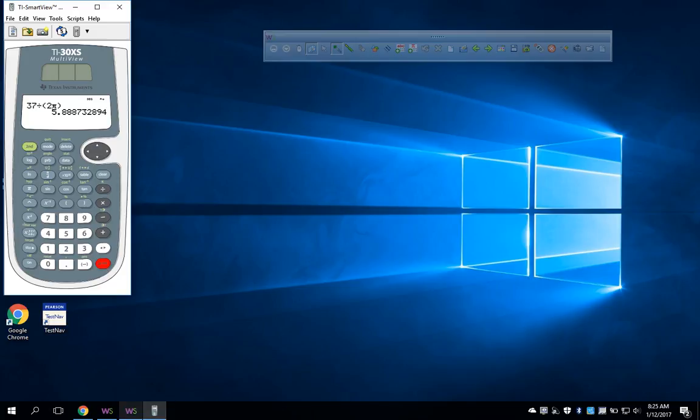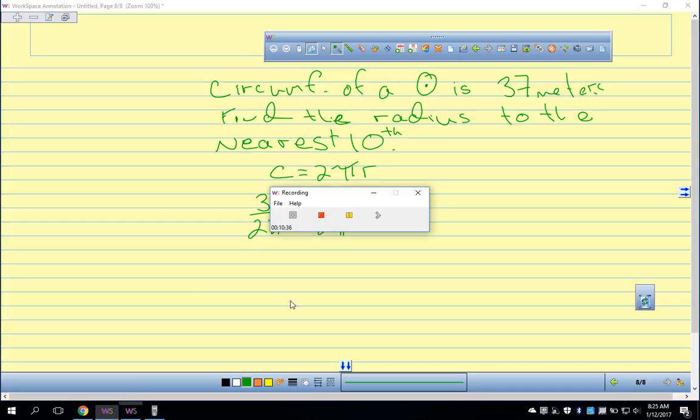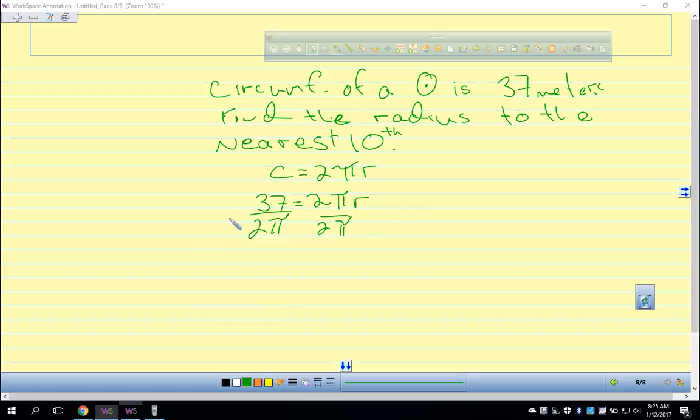To the nearest tenth, what would that be? It was 5.88, right? So to the nearest tenth, that'd be 5.9 meters. Ian, go move your seat back to where you were, please. Thank you. All right. So that's the way that works.